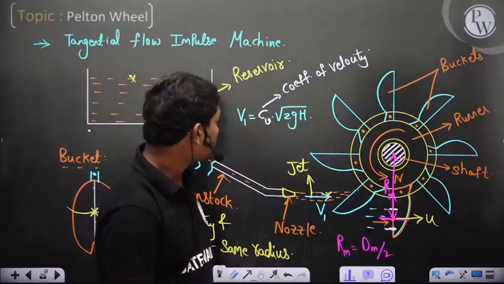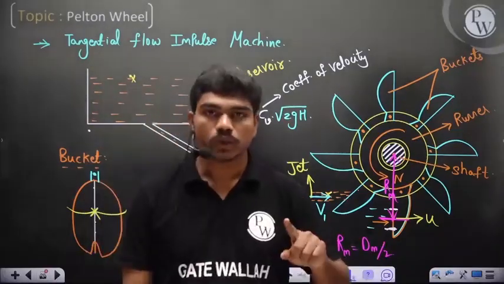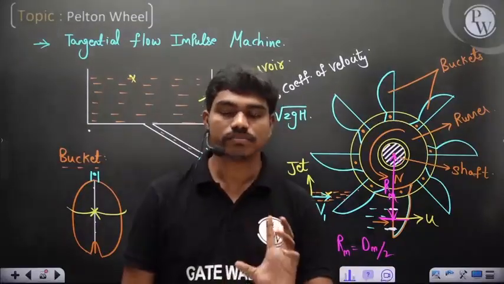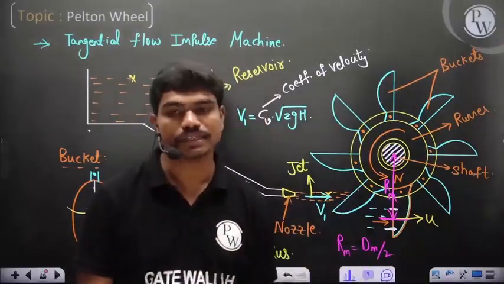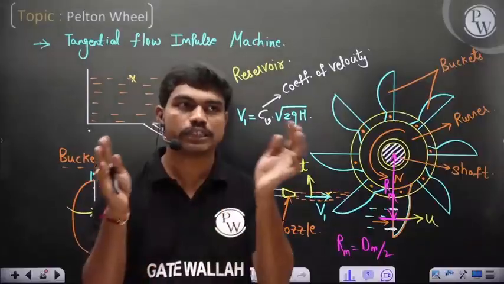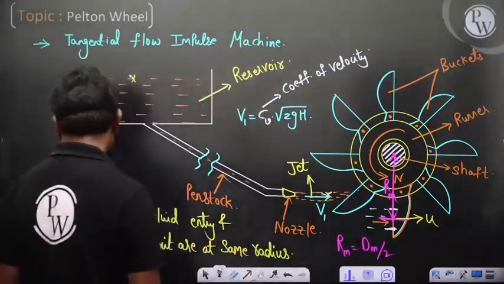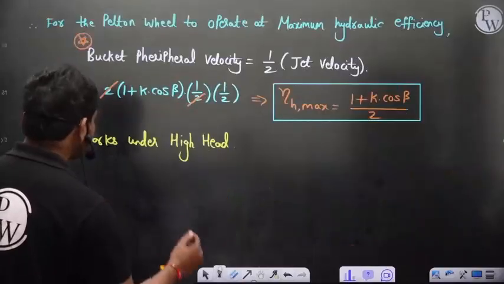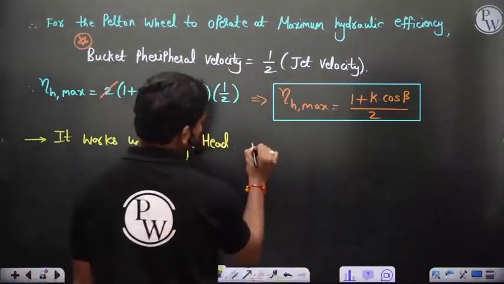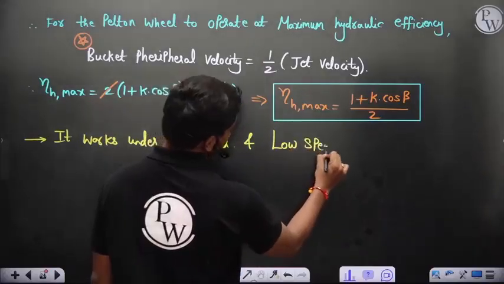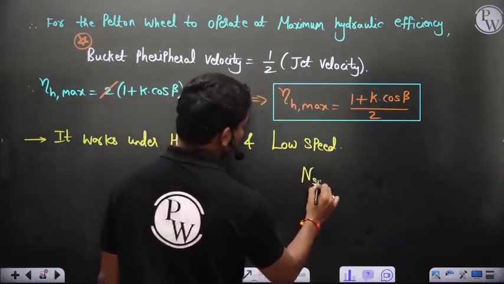Fine. So what we are talking about, yeah, coefficient of velocity. So the head should be very high. At the same time, compared to the Francis turbines and Kaplan turbines, this machine operates at low speed generally, comparatively. Okay, that's why because of low speed, the protection equipment around the machine is also a little low, to be frank. So this operates under high head and low speed.